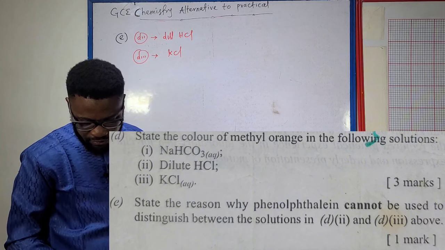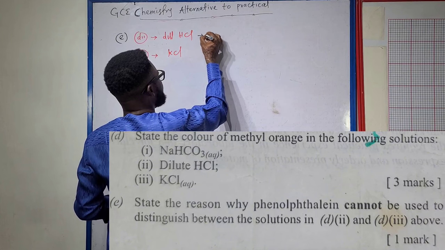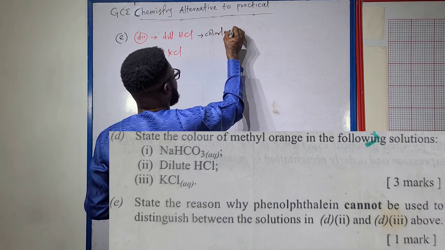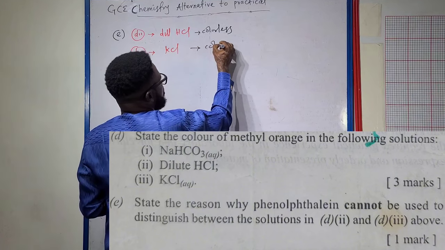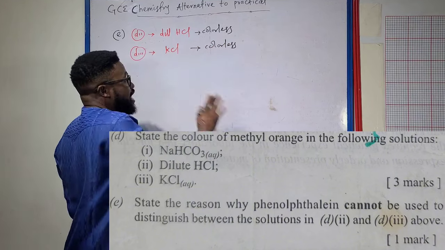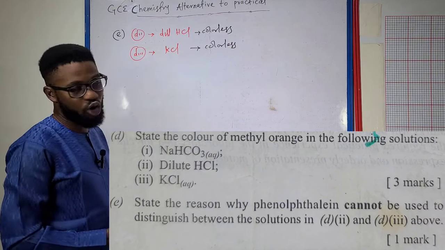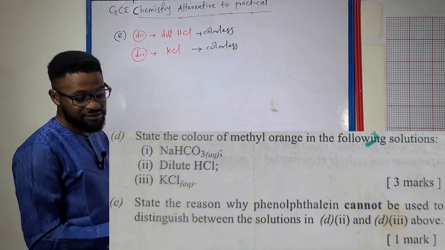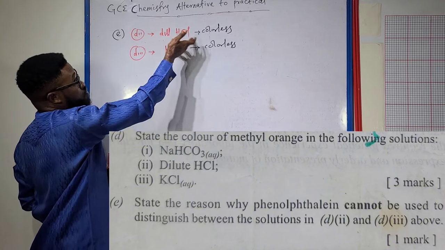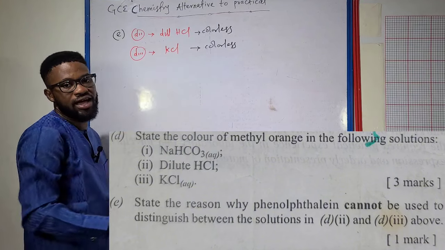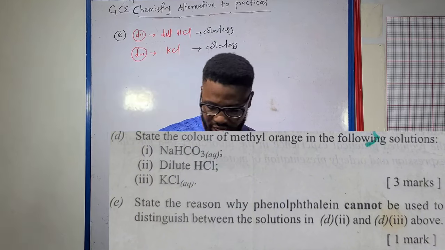It says, state the reason why phenolphthalein cannot be used to distinguish these. Of course, phenolphthalein in an acid is colorless. And also in potassium chloride, it is also colorless. Yes, in an acid, phenolphthalein is colorless. In a neutral salt, phenolphthalein is also colorless. So it simply means, since it gives the same color in D2, dilute HCl, and in D3, potassium chloride, that it cannot distinguish the two. So with that, we've been able to answer that question.